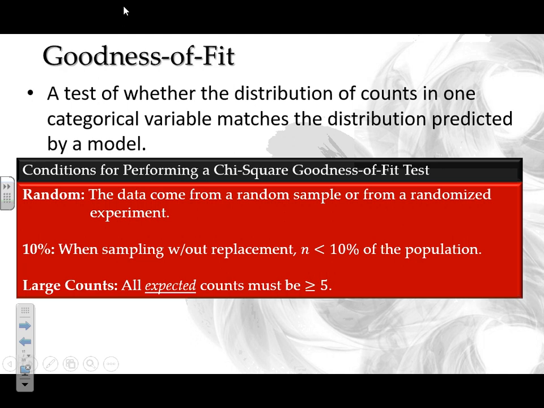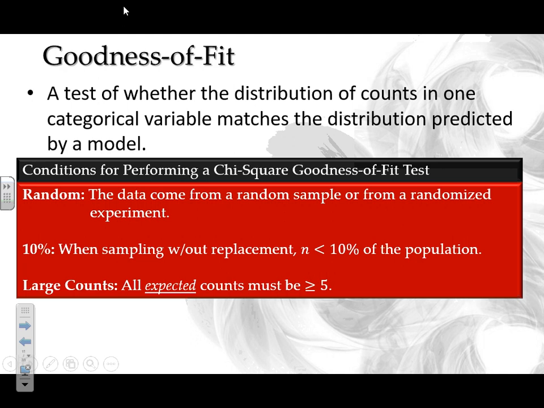So in order to check these conditions, the random and 10% should be pretty straightforward. They're going to tell you that information within the problem. But for the large counts condition to be checked, you actually have to calculate all of your expected counts. So you would need to go category by category and calculate those expected counts and verify that they are all at least 5. Once you verify that they're all at least 5, then you can proceed with the rest of the test.